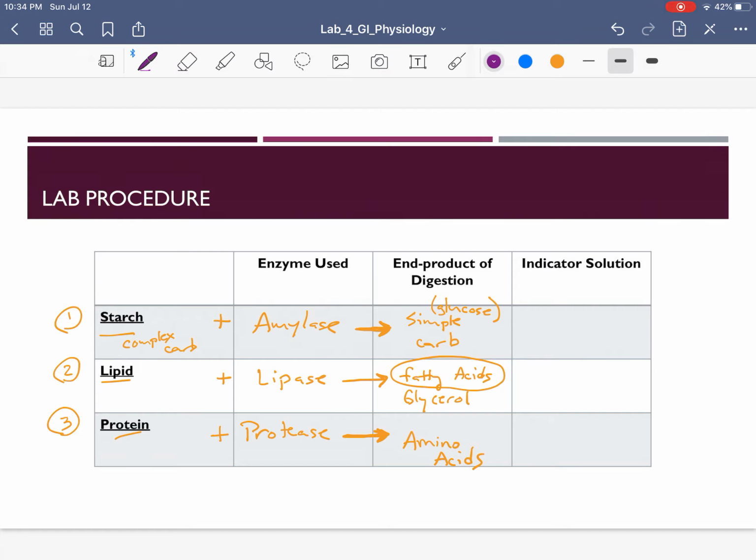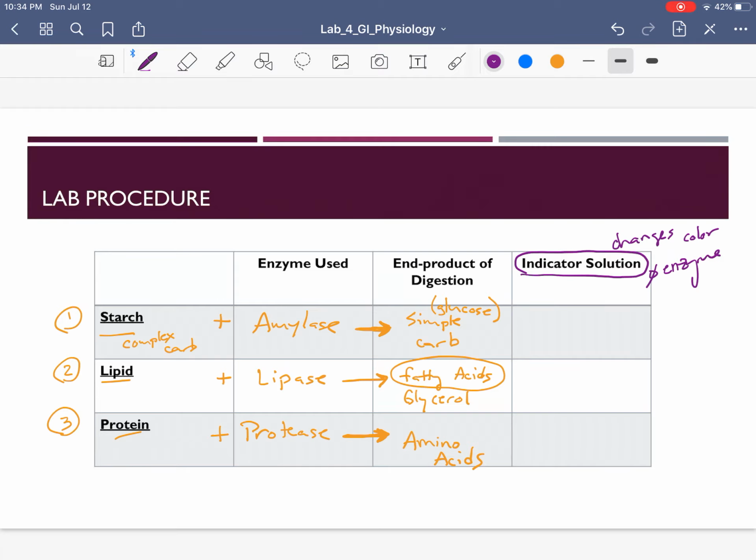To help us identify when certain nutrients are present or not, we're going to be using indicator solutions. And we use these same indicator solutions in lab number 2. Remember, this is not the enzyme. It does not help chemically break down anything. What it does is it changes color. So we can add a certain indicator and it changes color of the solution. And then based on what color it turns, we can identify whether a certain nutrient is present or not.